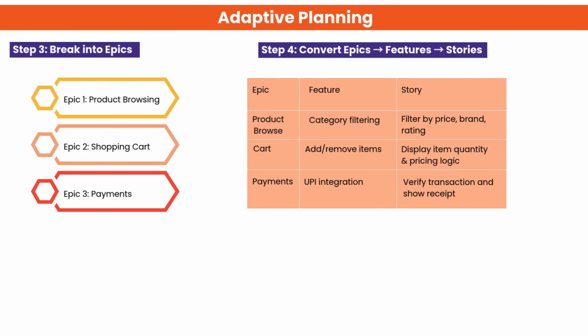This slide explains how high-level plans are broken down for adaptive planning. Step 3. The roadmap is split into 3 epics: product browsing, shopping cart, and payments. Step 4. Each epic is then refined into features and user stories. For example, product browsing includes category filtering, which becomes stories like filtering by price or brand. This shows how planning becomes more detailed as you move from epics to features to stories.